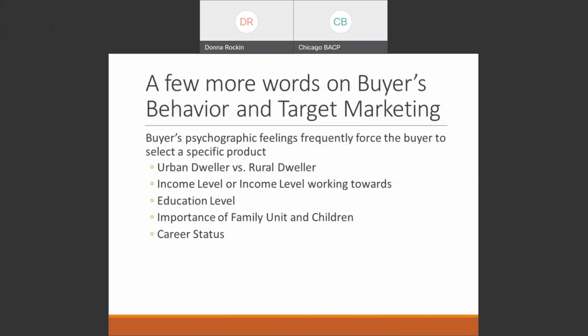Income level, or the income level you're working towards. Education level. Education level does affect it because you might be selling higher education, or you might be selling very sophisticated products that require higher education. And the importance of the family unit and children, we already talked about, when there are kids in the house. And career status, white collar versus blue collar. Am I carrying a lunch pail or a briefcase?